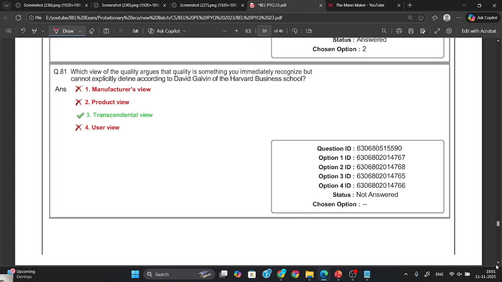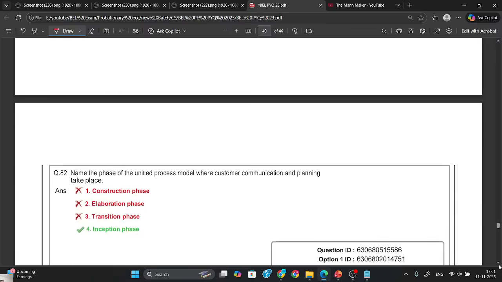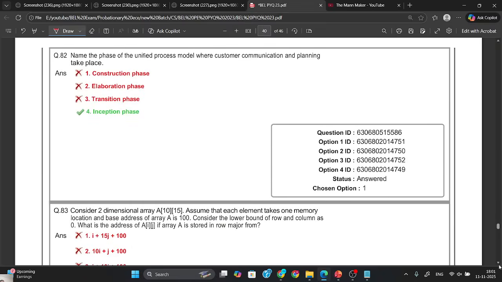Which view of quality argues that quality is something you immediately recognize but cannot explicitly define, according to David Garvin of Harvard Business School? That we have a transcendental view. Name the phase of the unified process model where customer communication and planning take place, that we call inception phase.